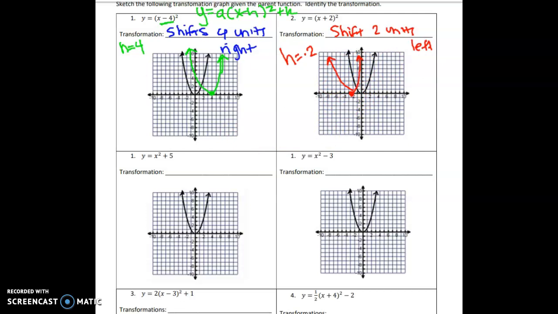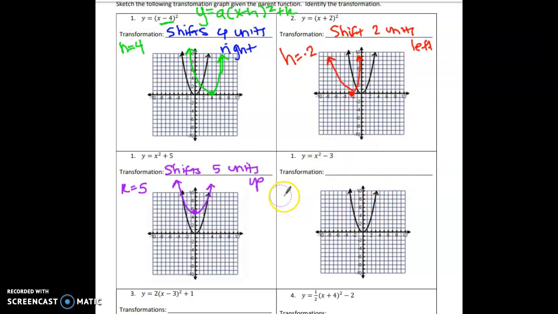Okay, next one. This is a K. We know this is K because it's outside. Well, there aren't any parentheses, but it's X squared plus 5. So this is a K. And so that's going to shift us 5 units up. So my vertex is going to be here at 5. And again, not any wider, not any skinnier. That's it. Just a regular width parabola. Just moved up 5.